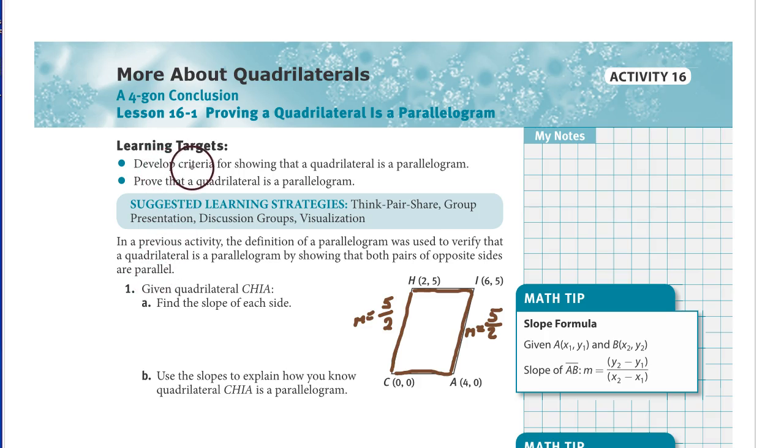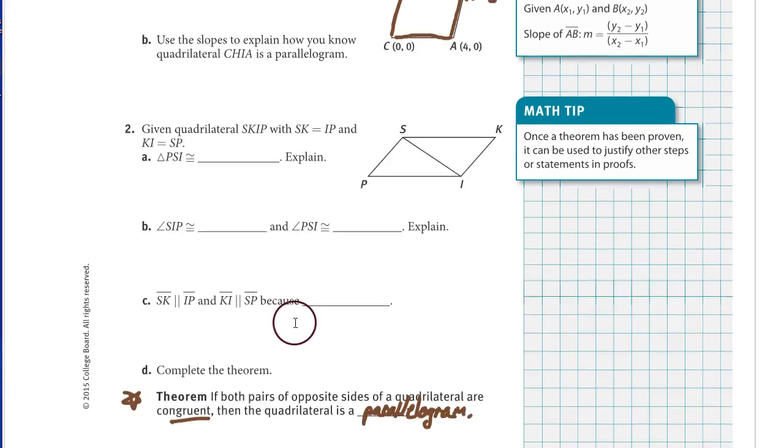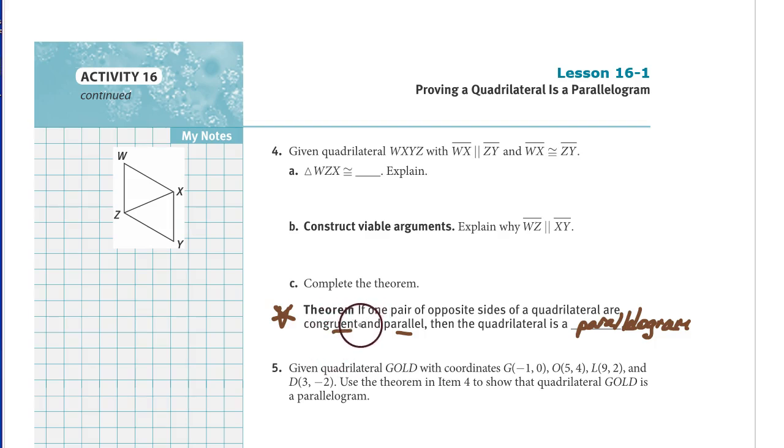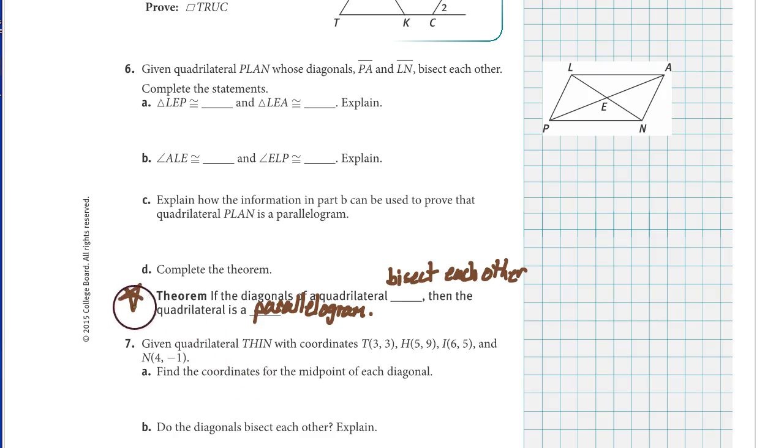So in this lesson, we developed criteria for showing that a quadrilateral is a parallelogram. Those criteria were called theorems, and we had a few of them. One of the theorems that we looked at is that if both pairs of opposite sides are congruent, then the quadrilateral is a parallelogram. Another way to tell if a four-sided shape is a parallelogram was this theorem. If one pair of opposite sides of a quadrilateral are congruent and parallel, then the quadrilateral is a parallelogram. And our third theorem, if the diagonals of a quadrilateral bisect each other, then the quadrilateral is a parallelogram. Any of these three theorems can be used to tell if a four-sided shape qualifies as a parallelogram.